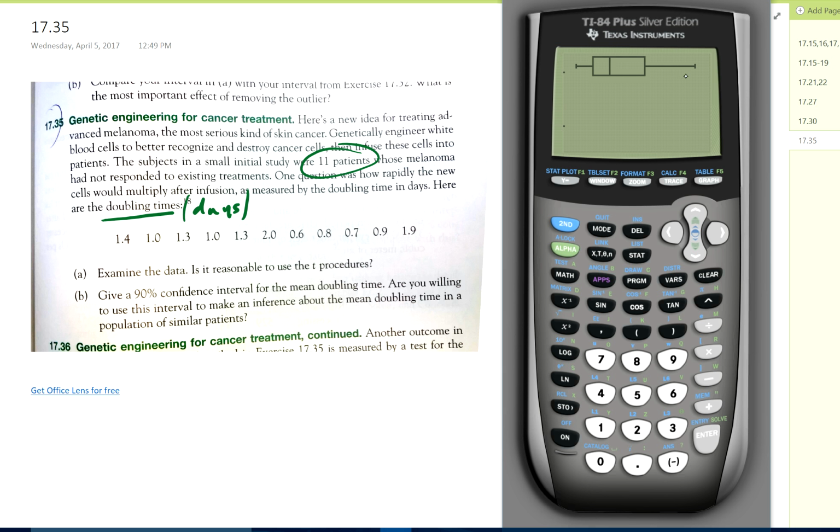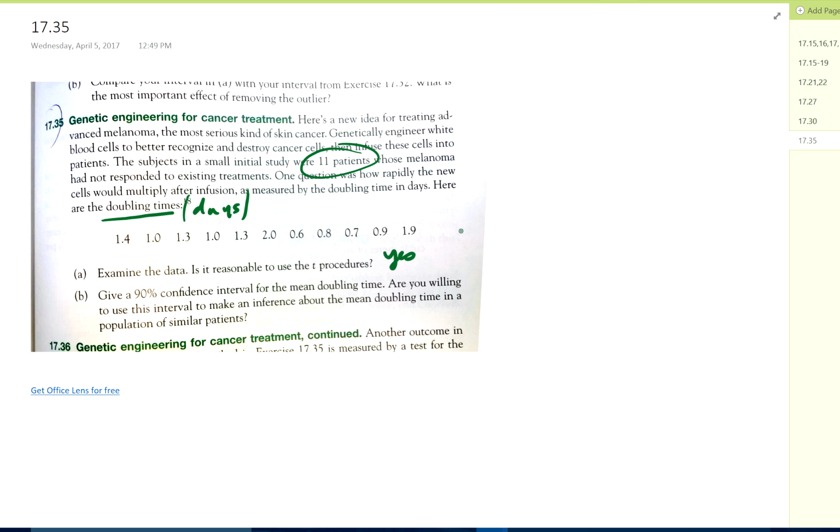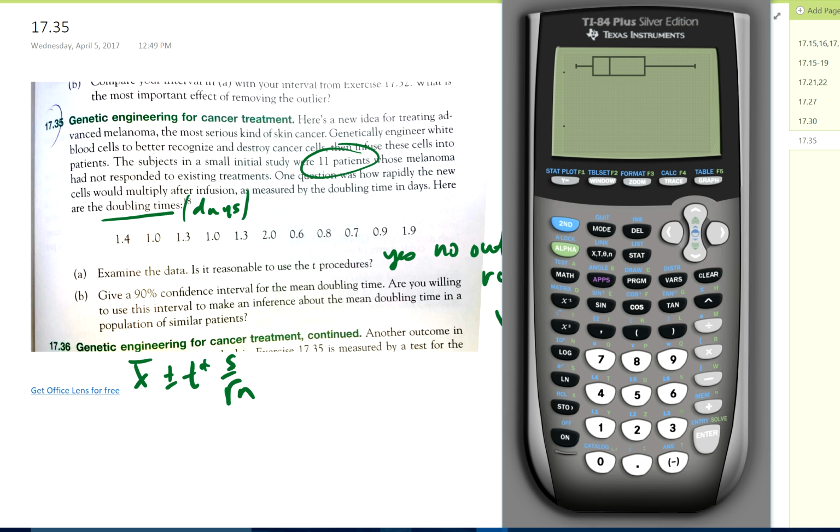It's slightly stretched out to the right, but not enough to worry about. As long as it's close is all we're worried about. So is it reasonable to use the t procedures? Yes. No outliers. Roughly symmetric. Only slightly pulled to one side. Now give a 90% confidence interval, so that's going to be x bar plus or minus t star s over square root of n. And so that's going to be my t interval.